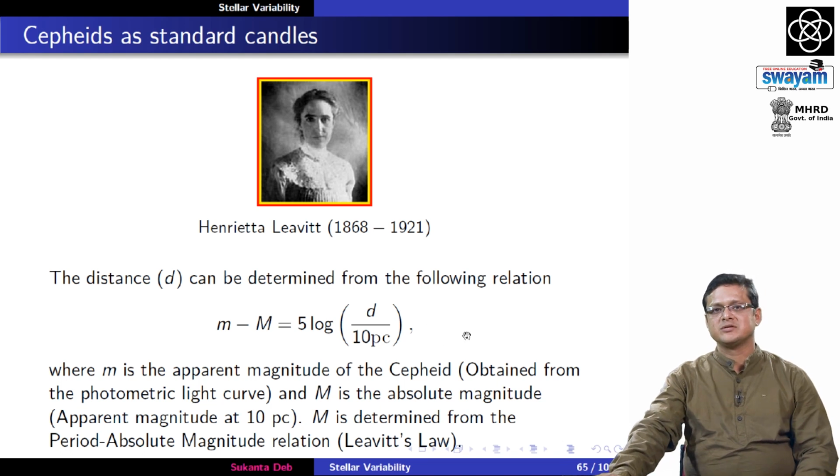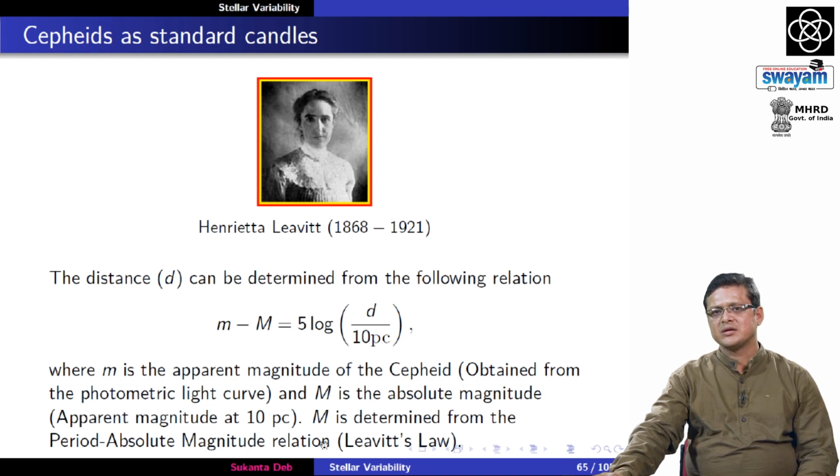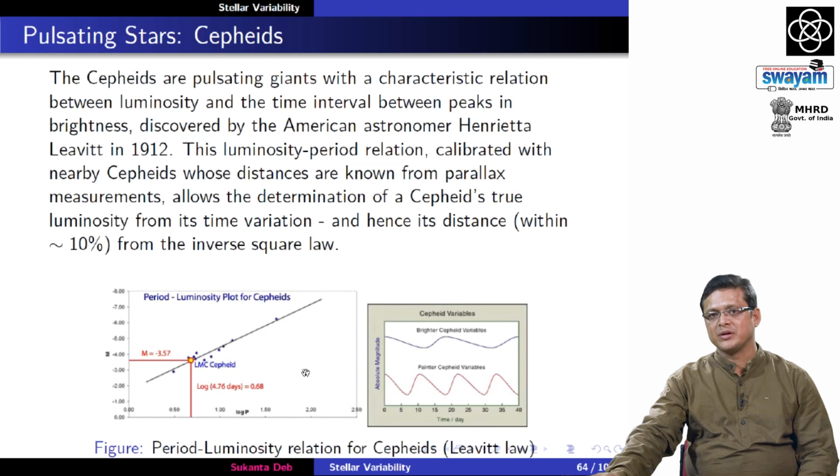The distance can be determined from the following relationship: small m minus capital M equals 5 log of d by 10 parsec. Here m is the apparent magnitude of the Cepheid, which can be obtained from the photometric light curve, and capital M is the absolute magnitude, which is nothing but the apparent magnitude at a distance of 10 parsec. This absolute magnitude is determined from the period-absolute magnitude relationship, sometimes called the period-luminosity relationship. Nowadays, people call it Leavitt's law, after the person who first found the relationship between the period and the luminosity of a Cepheid.